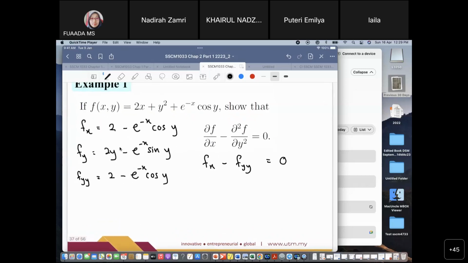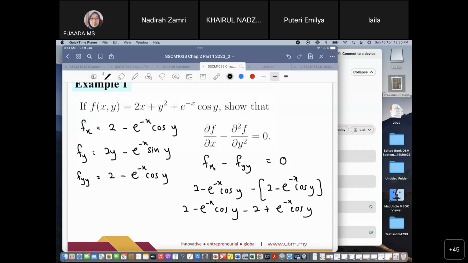So we substitute into the expression. So fx minus fyy. So fx, you got 2 minus e minus x cos y minus fyy. So 2 minus e minus x cos of y. So we expand. So 2 minus e minus x cos y minus 2 plus e minus x cos of y. So cancel out all the 4 terms. So we got 0.